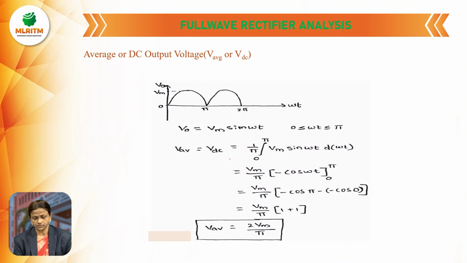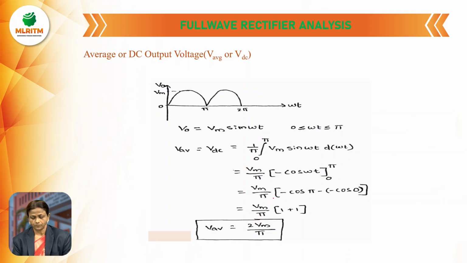V average or VDC value equal to 1 by pi integral of 0 to pi Vm sin omega t d omega t. Vm is nothing but the maximum voltage value, this is one constant. So Vm by pi integral of 0 to pi sin omega t d omega t. What is the integration of sin omega? Minus cos omega. Now apply the limits. Lower limit is 0, upper limit is pi.